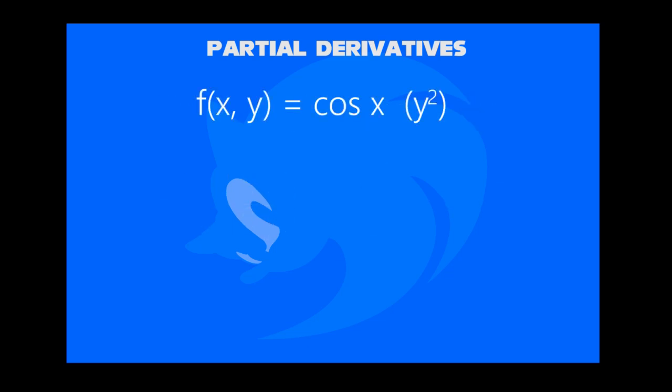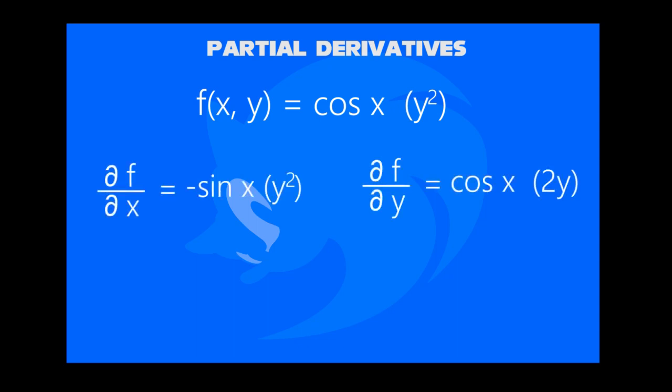Consider another example. You have learned about trigonometric functions in differentiation. F of x and y equal to cosine x and y squared. This is kind of tricky, but you need not worry. Let's derive with respect to x, we get minus sine x and the other constant left as y squared. On the other hand, deriving with respect to y, we get cosine x and 2y. We left cosine x as a constant.